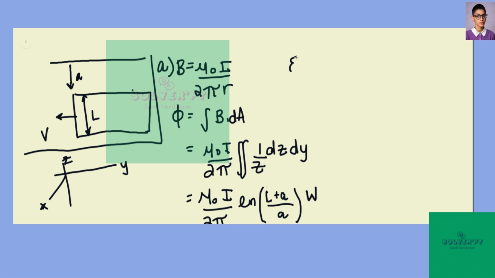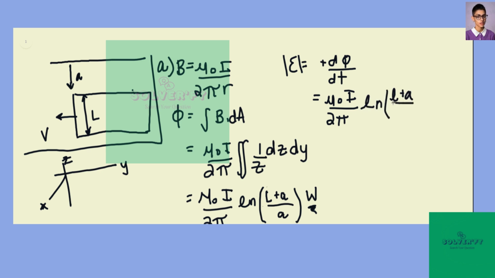And to get the EMF, we want to evaluate how this is changing in time. And actually, let's just work in magnitudes. I don't think we care too much about directions for this problem. The only thing that's changing in time is the width, so the derivative of that is velocity. So then we'll have mu naught I over 2 pi times the log of L plus a over a, now times velocity because we took the time derivative.